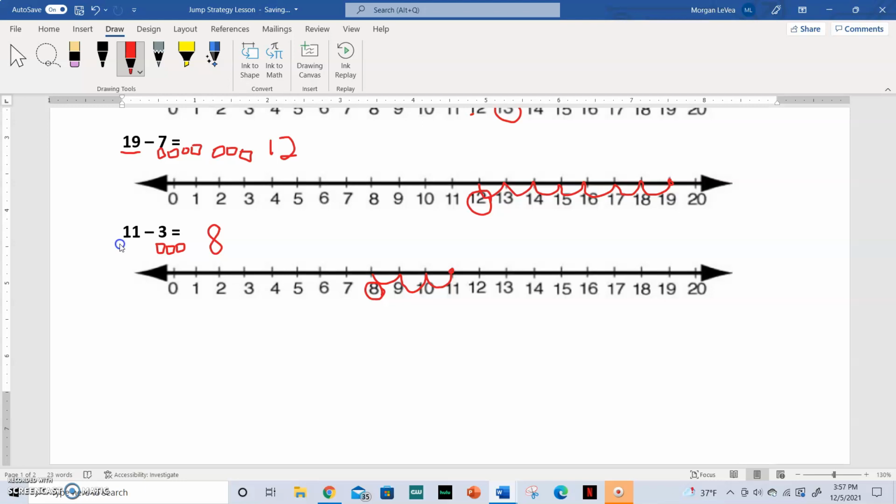Today, make sure you complete your Desmos activity, which will just be some practice. And then you have your practice problems worksheet that you're going to turn in online.